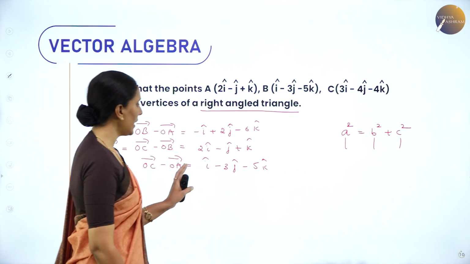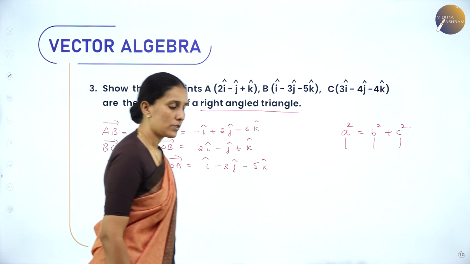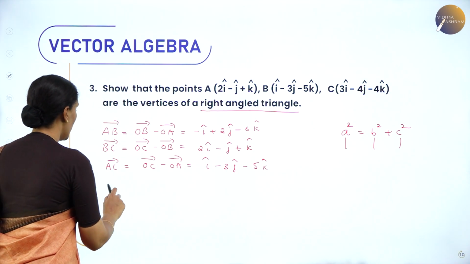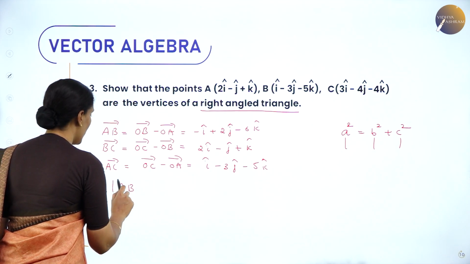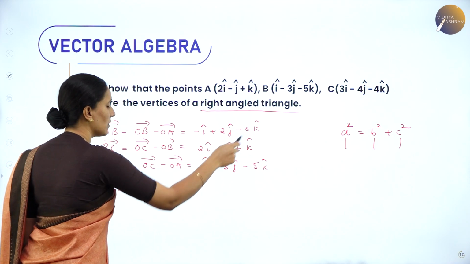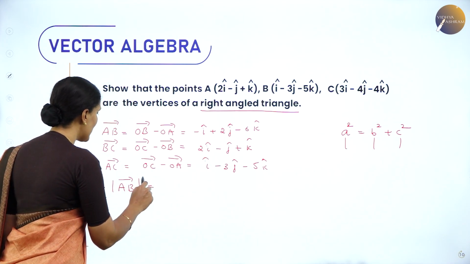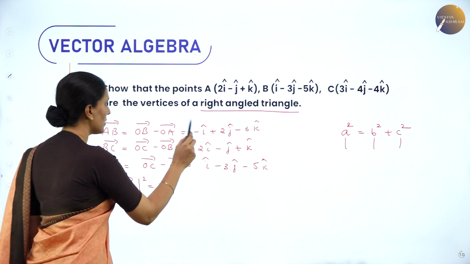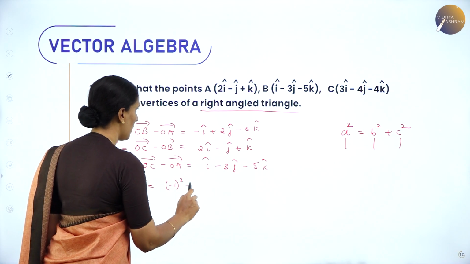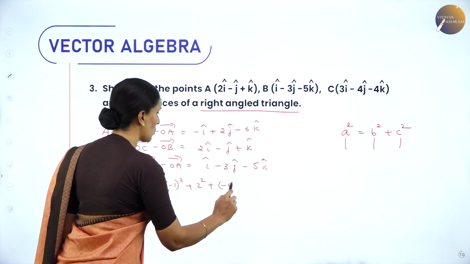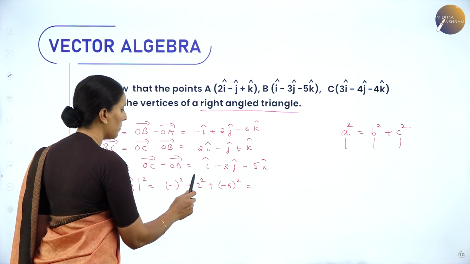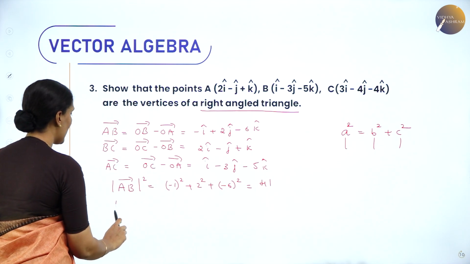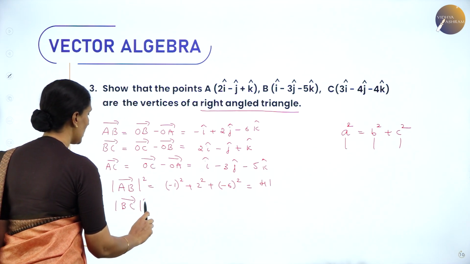Now since we need the length in terms of squares, let us find the magnitudes of vectors AB, BC and AC. The magnitude of vector AB is the square root of the sum of the squares of the respective components. So let us take the magnitude squared, since we need the square of the length. It is minus 1 whole square plus 2 square plus minus 6 whole square, which is 1 plus 4, 5, plus 36. So it is 41.